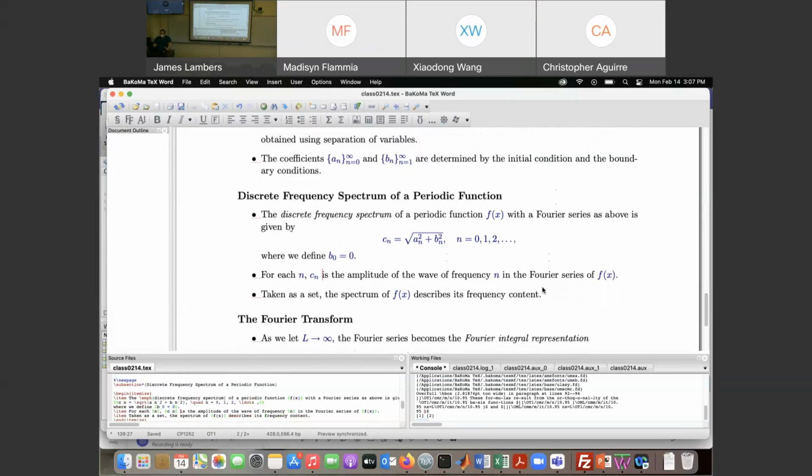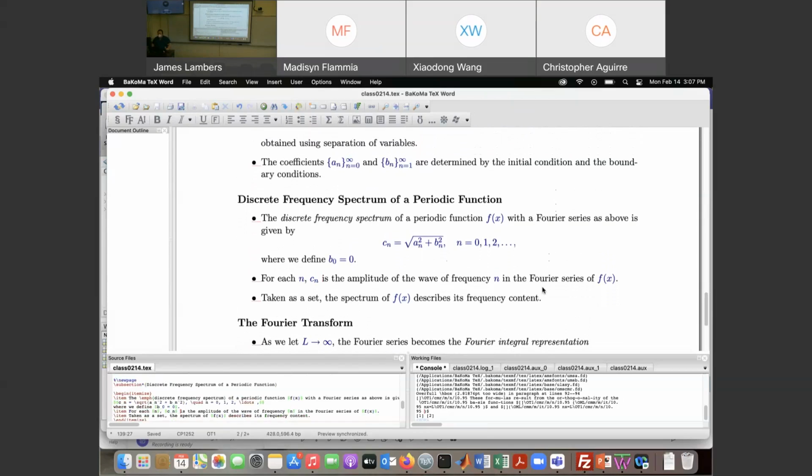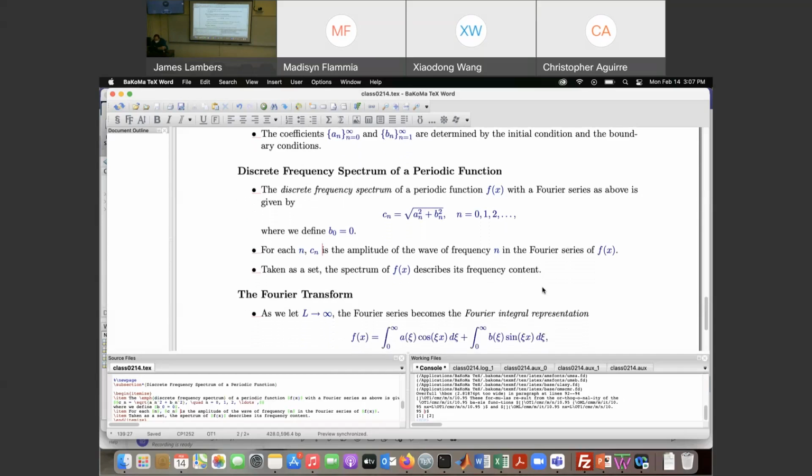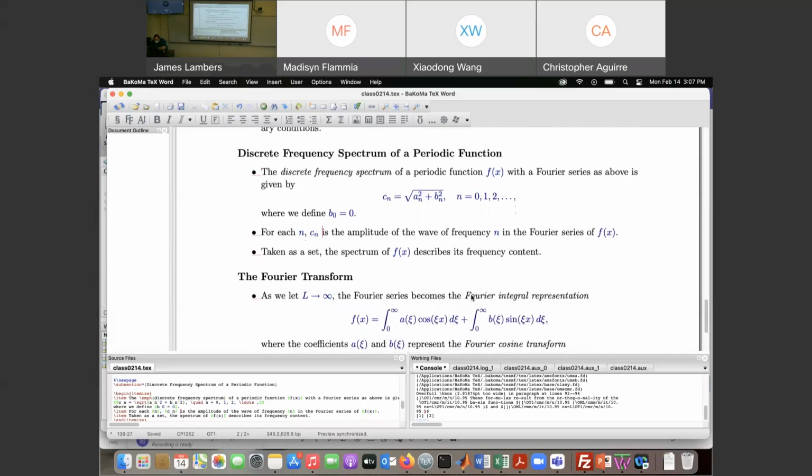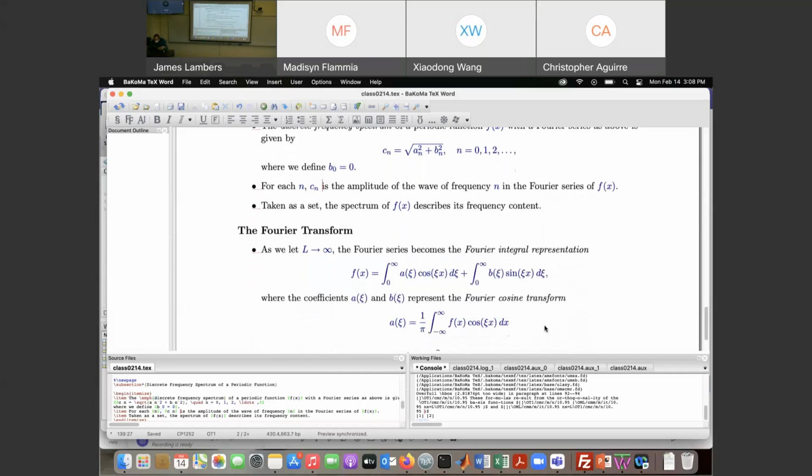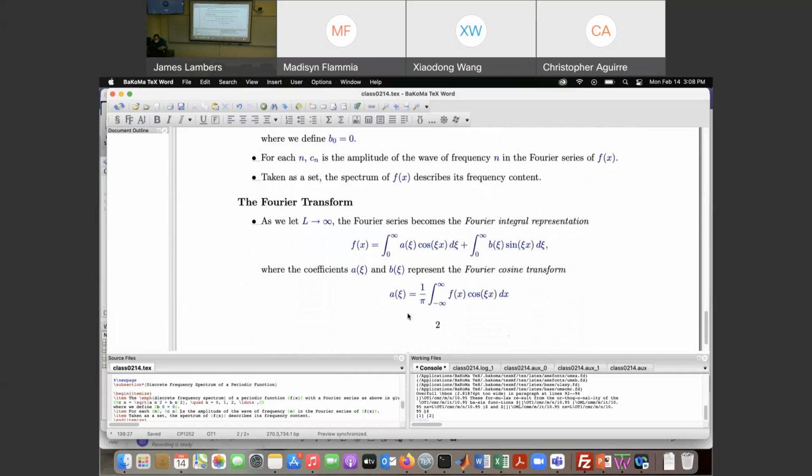Now, everything we talked about so far is approximating a function on a bounded interval, minus L to L. But what happens if you let L go to infinity? Then you're covering the whole real number line. And now your Fourier series, instead of being a sum, can be described as a pair of integrals, one for cosine terms and one for sine terms. And here are the formulas for A and B now.